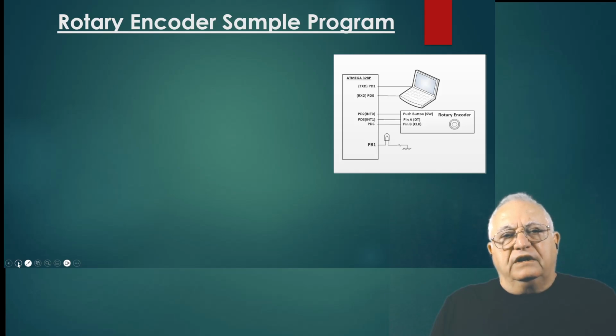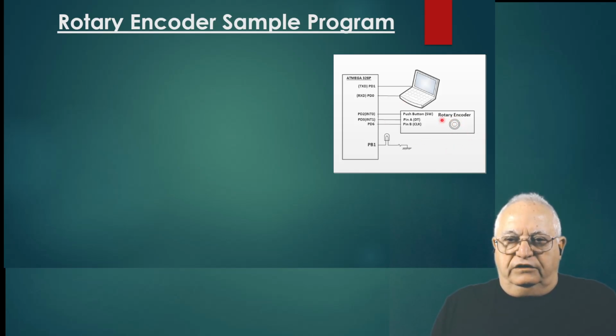Let's go to the sample program, because that's where everything is going to come together. So this is the rotary encoder. It has a rotary knob that you can rotate, and you have a push button also. Here you have pin A, pin B. This is the push button. And then we're also going to have a laptop hooked up to the controller and an LED.